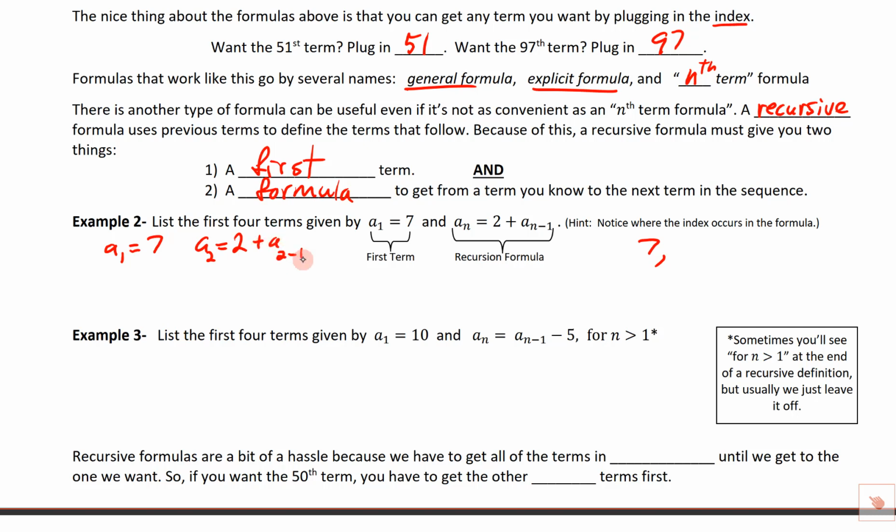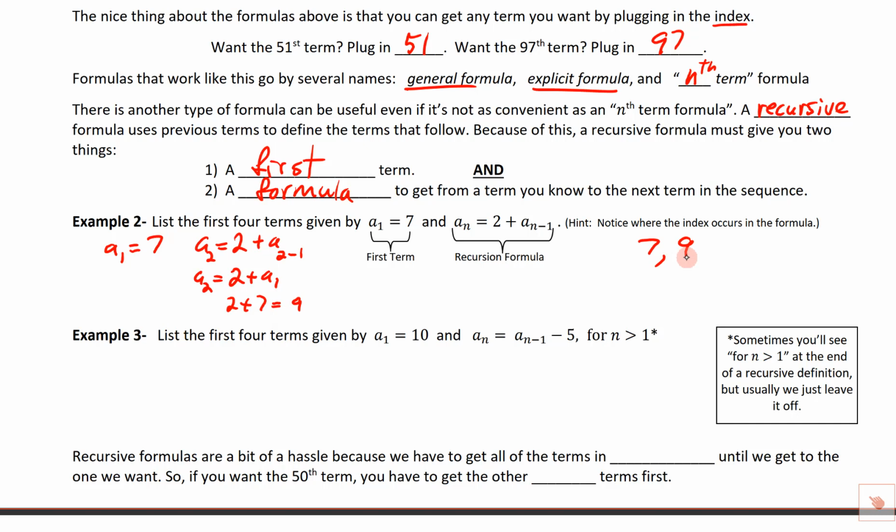Now take a look at what happens here. This is a sub 2. This is 2 plus. This is a 2 minus 1. It's like we're doing a little bit of arithmetic down here in the index to figure out which term we're on. So this is 2 minus 1. This would be 1. So this would be a 1 right here. So what this is saying is the second term is 2 plus the first term. So this would be 2 plus 7. So we end up with a 9. So I'm going to put a 9 right here.